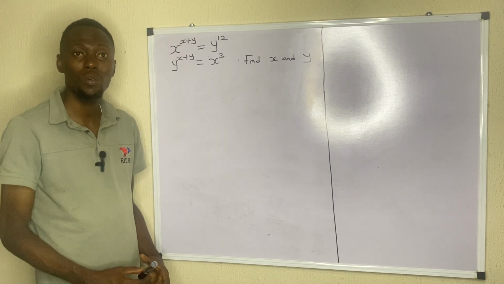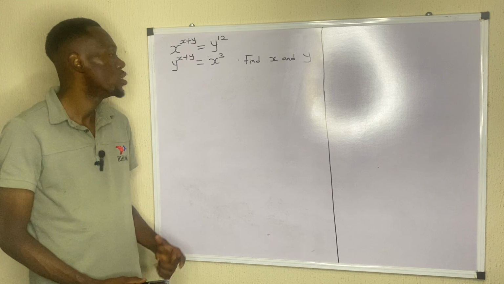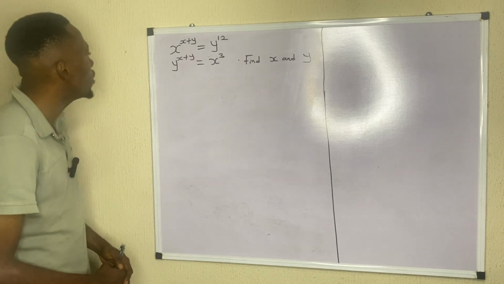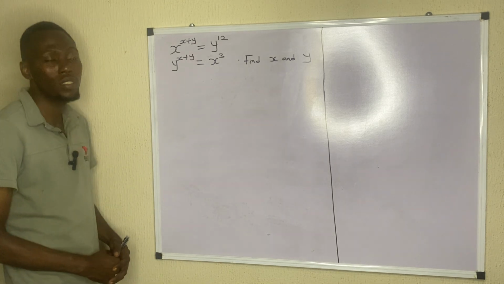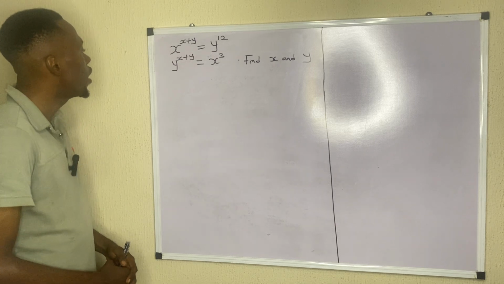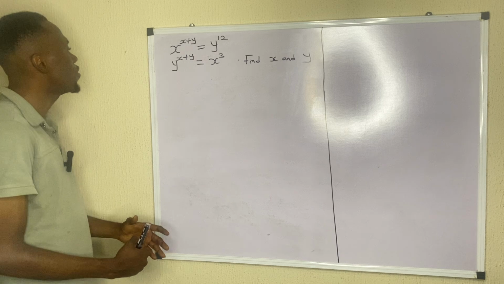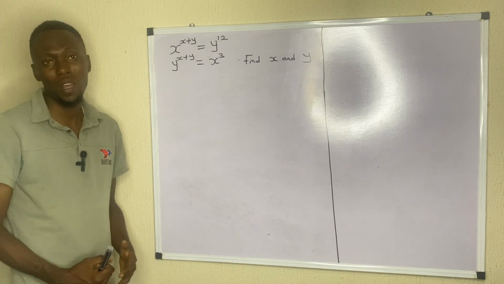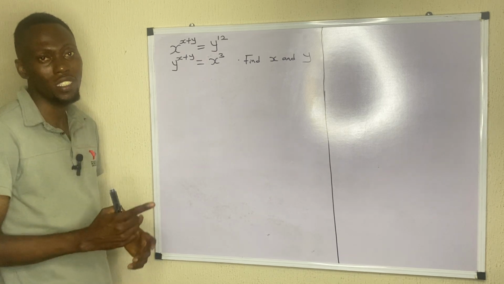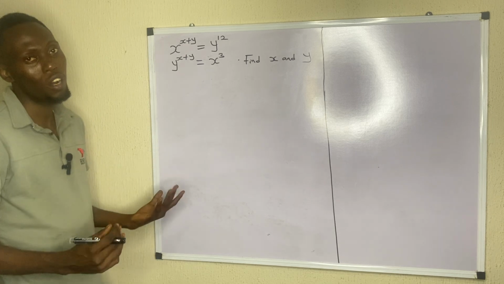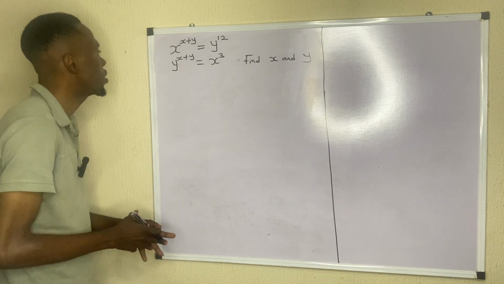Today's question is an Olympiad mathematics question, and it says that if x raised to power x plus y is equals to y raised to power 12, and y raised to power x plus y is equals to x raised to power 3, find the values of x and y. One of my fans actually sent me this question. Let's see how well we can break down this question, okay?